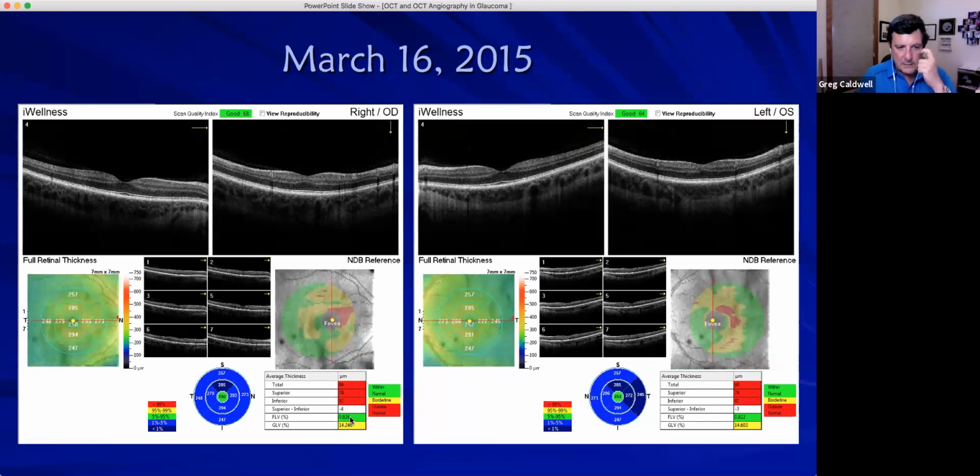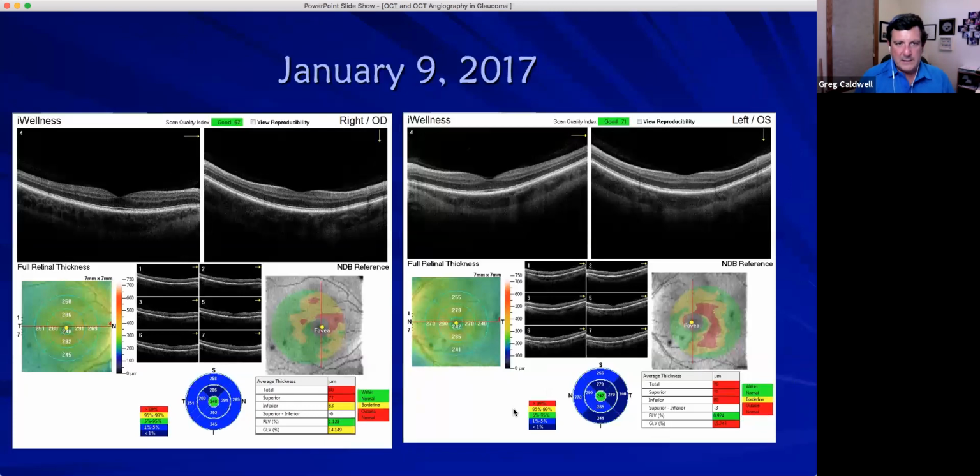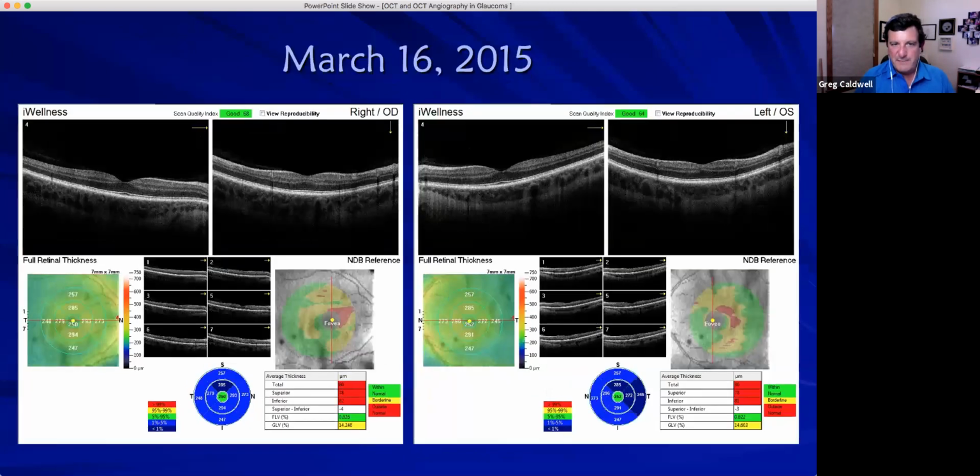Come over here, look, 80, 78, 81, all within a few microns, saying, hey, doc, don't worry about it. It's not really focal, because that's what glaucoma does. It drives down and creates those focal defects. It's more of a global loss. And you can see that, and that was in 2015.